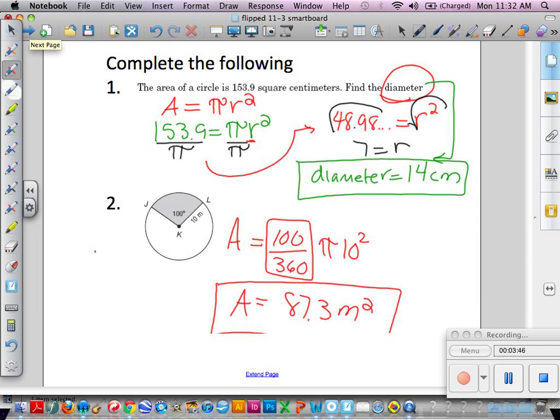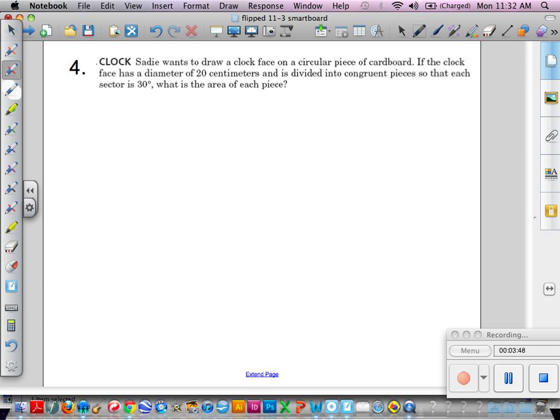Let's look at example number 4. Sadie wants to draw a clock face in a circular piece of cardboard. So here we've got our clock. If the clock face has a diameter of 20, okay, so I'm going to draw my diameter in here, and that's 20 centimeters. It's the diameter. And she divides it into congruent pieces, each with a sector of 30. So I've got a sector of 30 degrees.